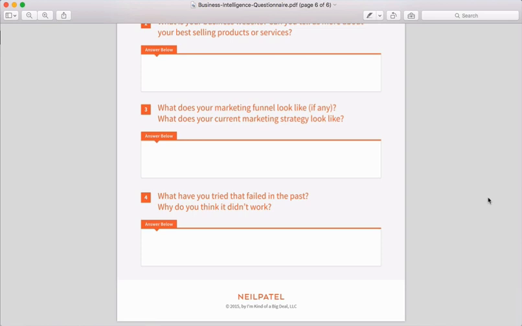And number 4, what have you tried that failed in the past and why do you think it didn't work? And I want you to not only talk about this from a completely practical standpoint of I didn't have enough ad dollars or I didn't spend enough time. Instead, I also want you to think about the mindset that might have been behind it. Maybe you were expecting results too soon. Maybe you were actually scared to succeed because the thought of growing that quickly or that much was a little overwhelming. It's totally okay to be as honest as possible here.